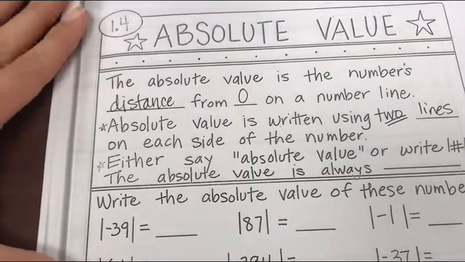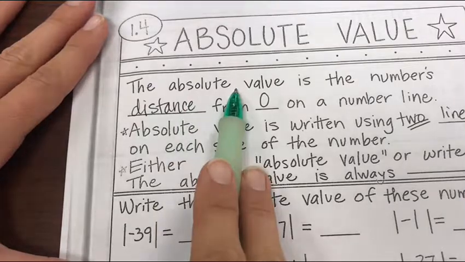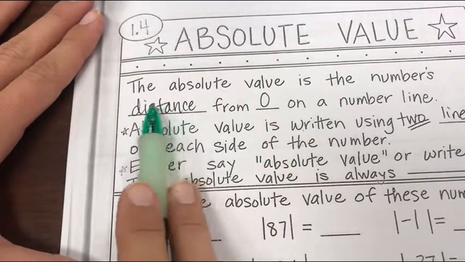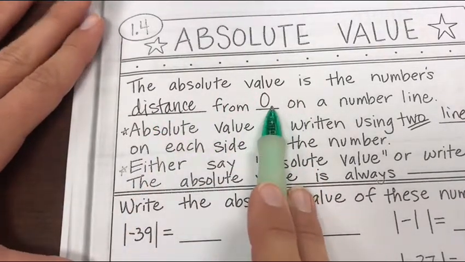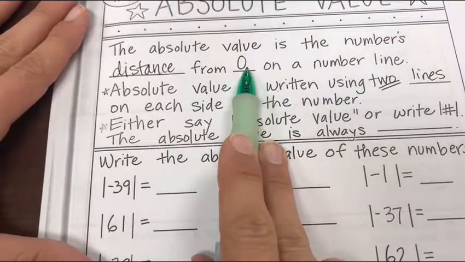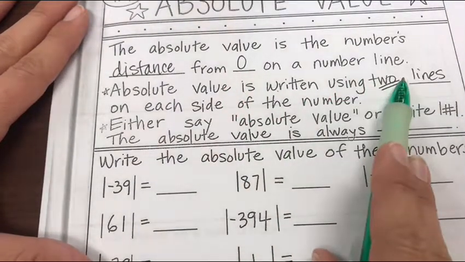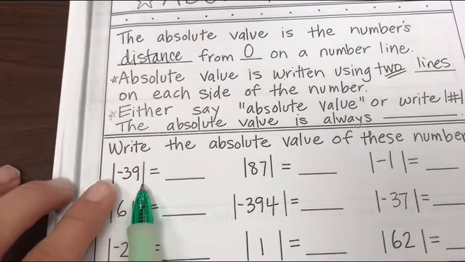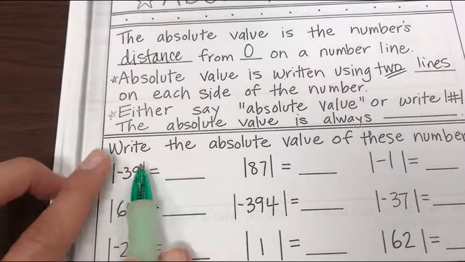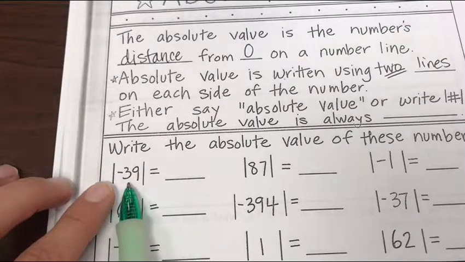All right, we're going to be talking about absolute value. The absolute value of a number is its distance from 0. The absolute value can be written using 2 lines on each side of the number. So you would read this as, what is the absolute value of negative 39? Or you might see the 2 lines with the negative 39, or whatever number it is given to you, inside the lines. And what that's asking is how many jumps from 0 is that number?